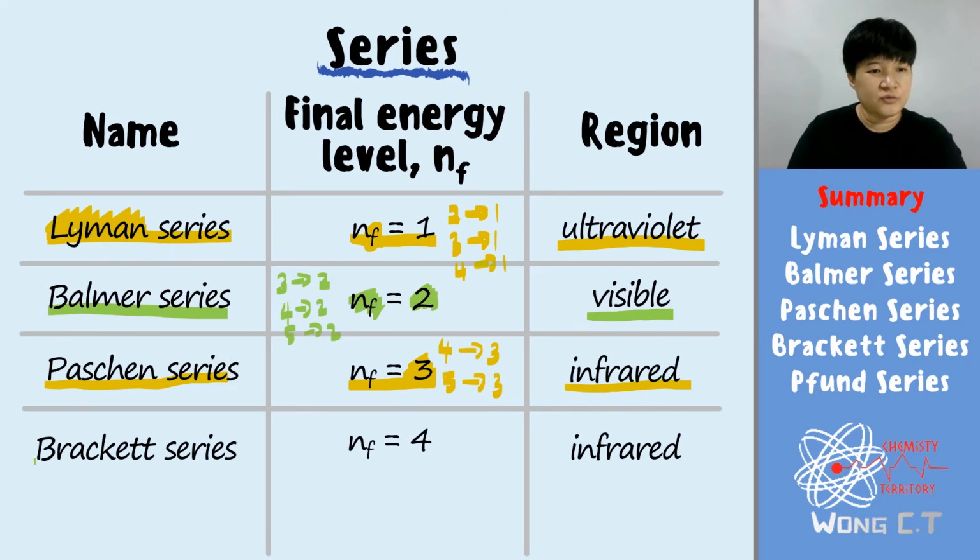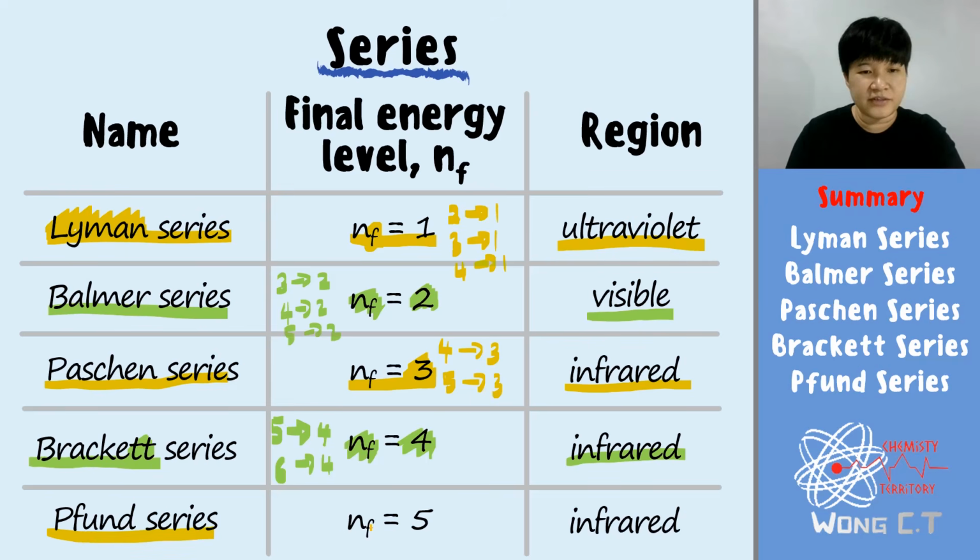Simple. Next, we have the Brackett series. Check the spelling. Alright, in your Brackett series, n final equals 4. In other words, you can have an electron from 5 drop to 4, 6 drop to 4, and so on. And during this transition, all the light produced will fall within the infrared region. Last but not least, Pfund series, your n final must be 5, and all the light will fall within the infrared region also.